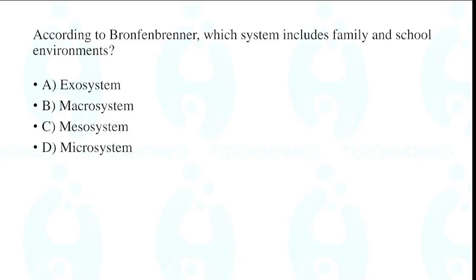The next question. According to Bronfenbrenner, which system includes family and school environments? Is it exosystem, macrosystem, mesosystem, or microsystem? The microsystem is the immediate environment that the child interacts with directly, that is the family, the school, and the peers. The microsystem is the one wherein the family, school, and peers come. It includes family and school environment. That is the microsystem.